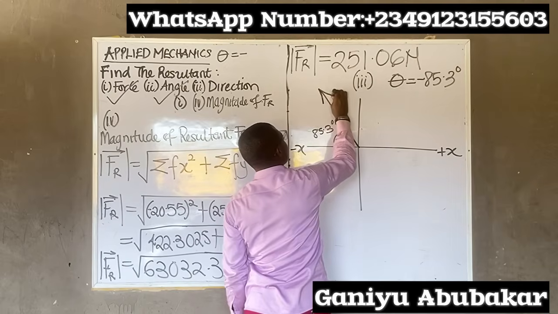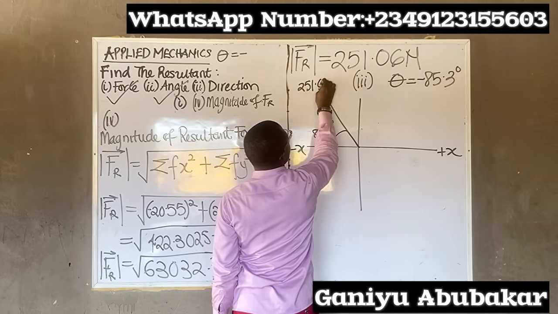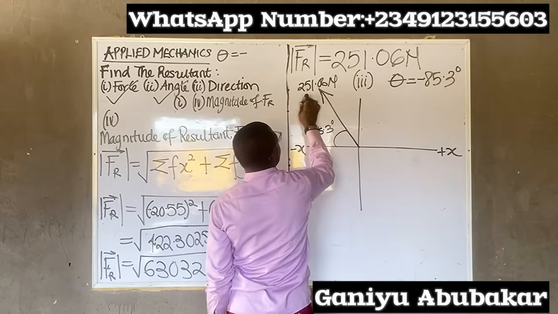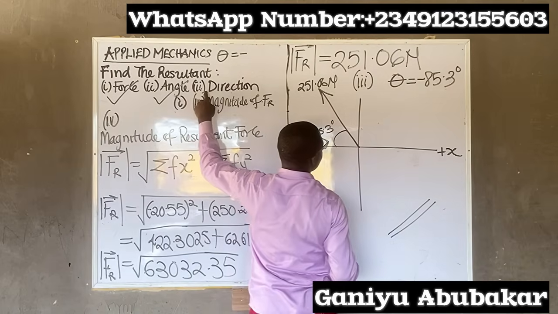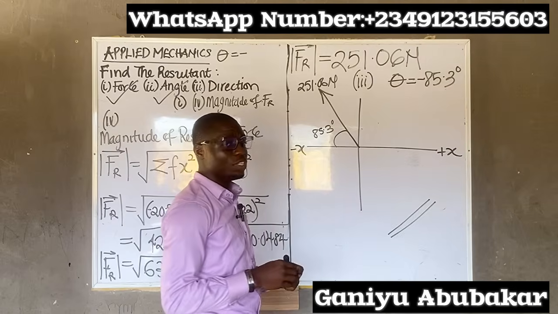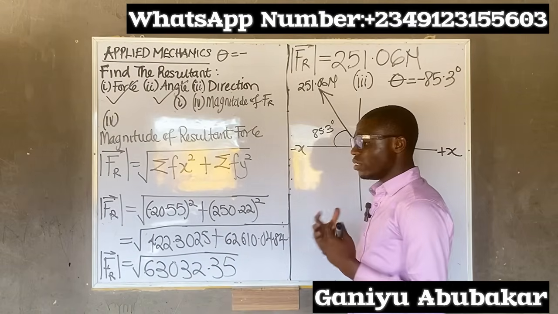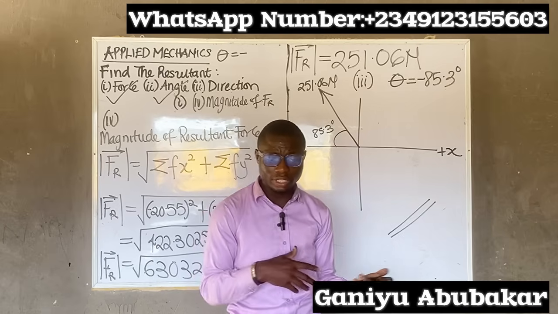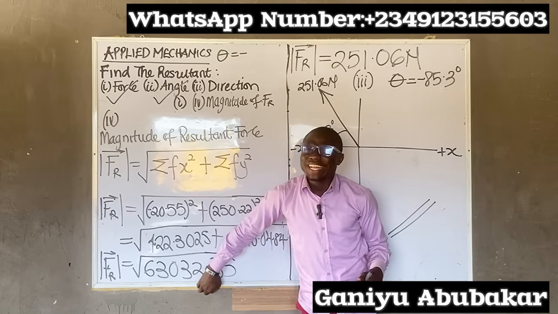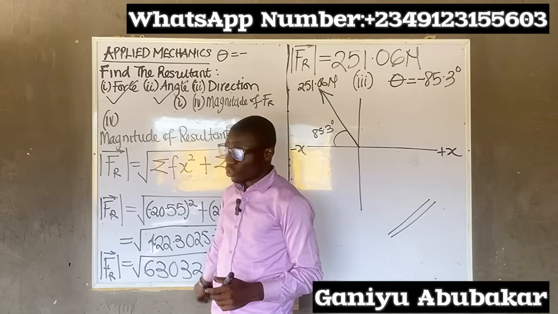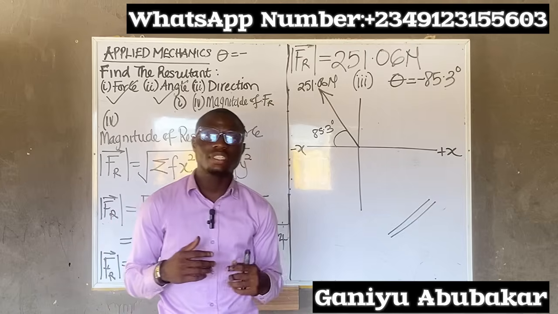Then the magnitude of the force is 251.06 Newton. This is the direction we are asked to find, so this is the direction of the question. This is how you solve this particular question under the concept of applying the idea of resolution of vectors in 2D. All right, see you guys in the next class.